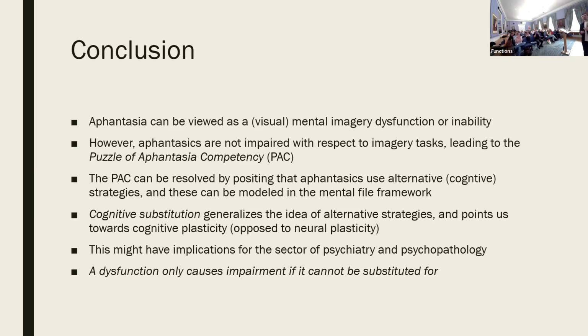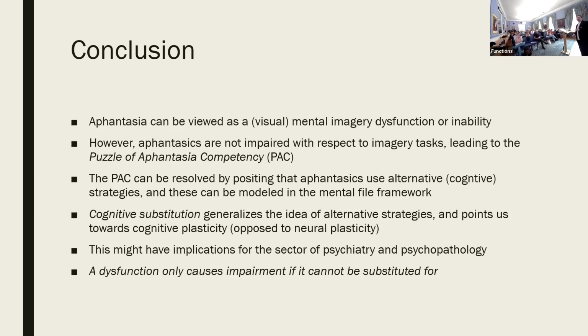And then this brought me to the puzzle of aphantasia competency, which I've argued can be dissolved by arguing that, well, actually mental imagery tasks do not necessarily require the specific representational medium of pictorial representations. There are actually alternative cognitive strategies that can be used. And I've tried to show that this can be fruitfully modeled within the mental file framework. Then I've extended this to the more general idea of cognitive substitution, where I've argued that these alternative strategies might apply to essentially any cognitive task, right?